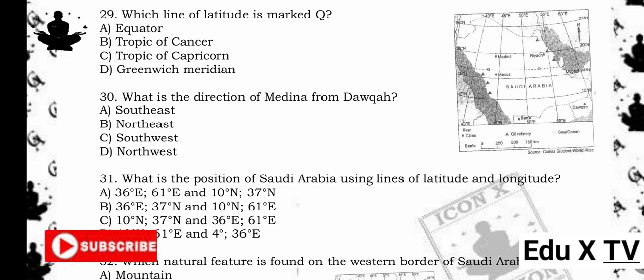Tropic of Cancer. Reason being, the line marked Q passes just above Mecca and is labeled around 23.5 degrees north, which is the Tropic of Cancer, a major line of latitude that runs through Saudi Arabia.